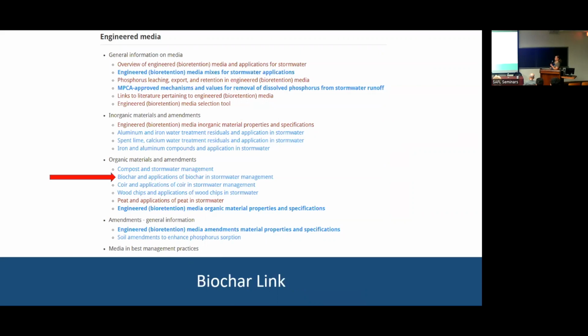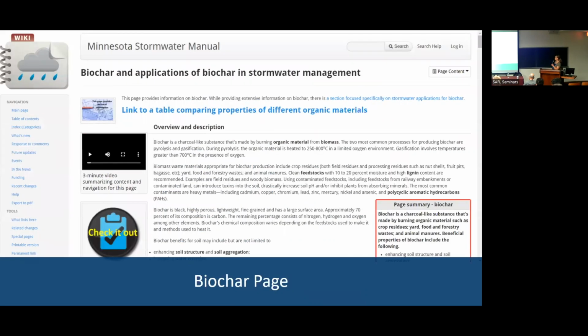So I'm going to show us a few different examples of what we've got. The first thing I'm going to look at is the biochar page. Mike has put together a plethora of information. I think there's about a dozen screens or more. If you scroll down, a dozen screens or more of information.